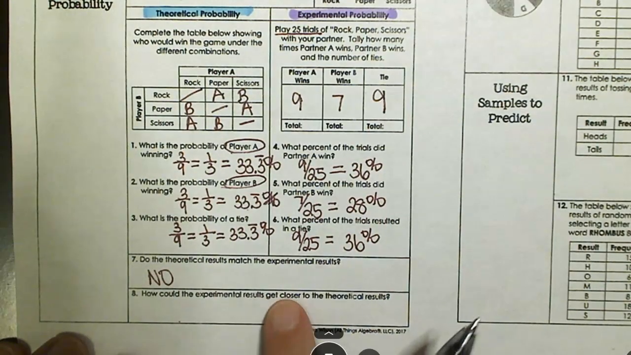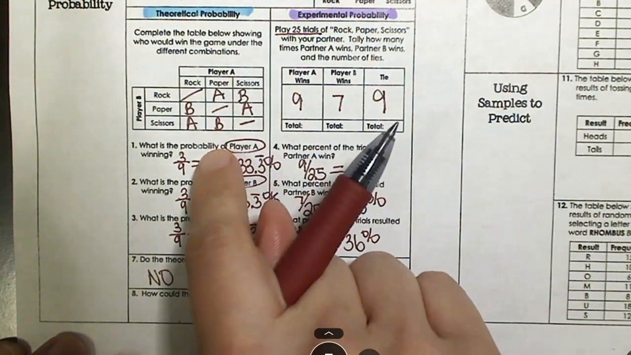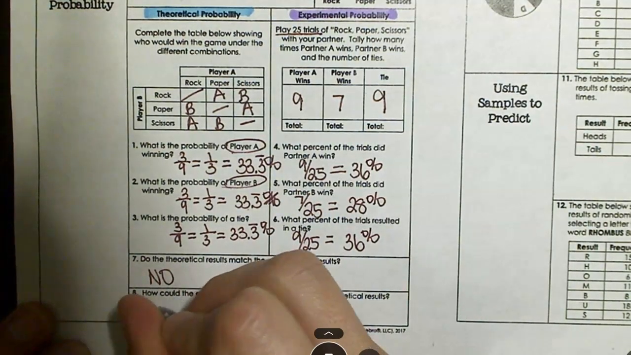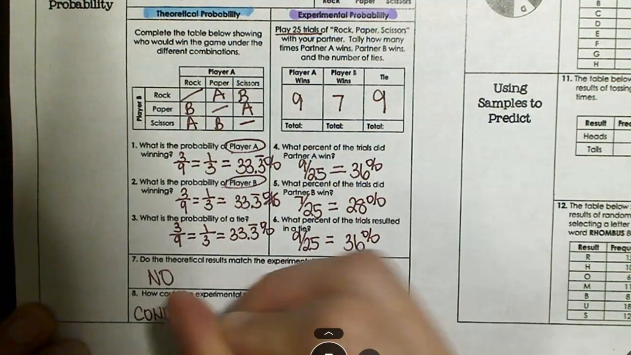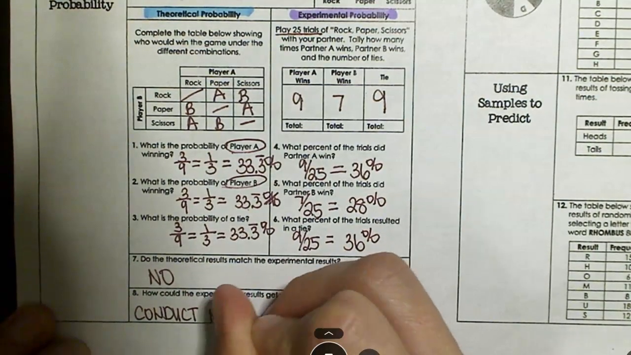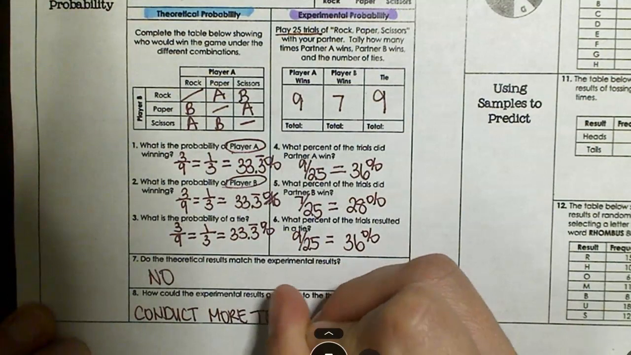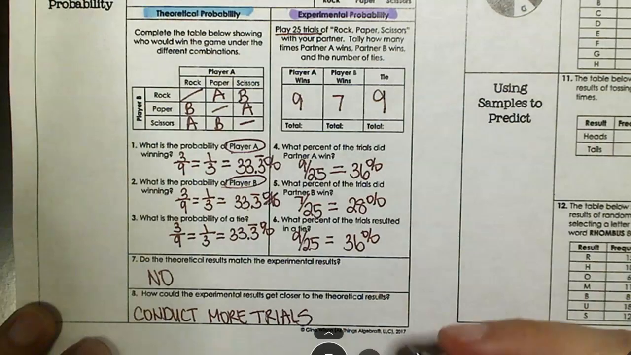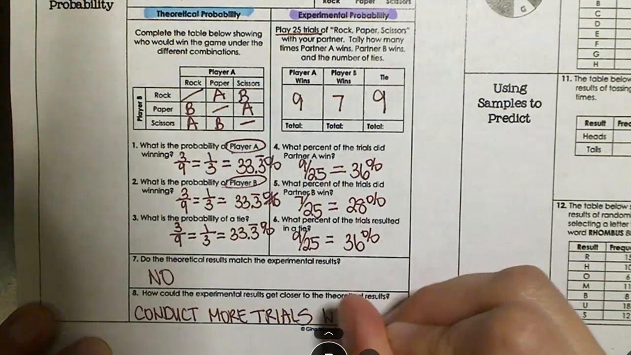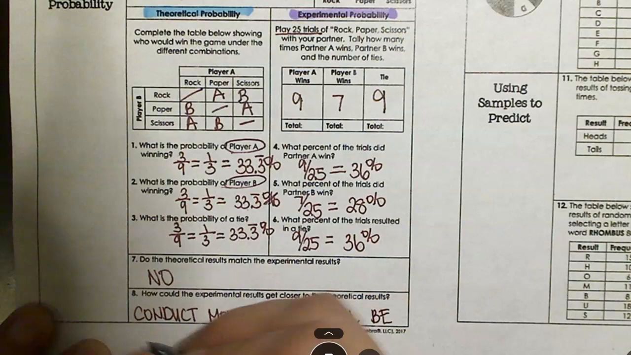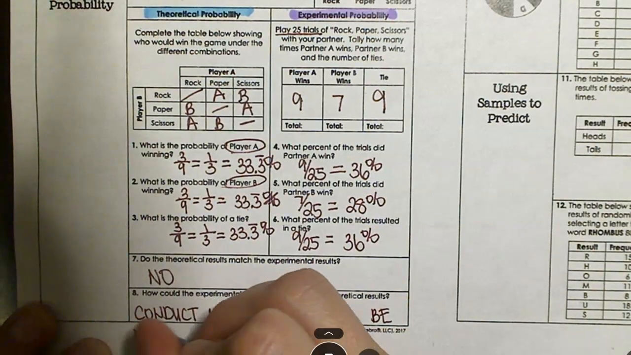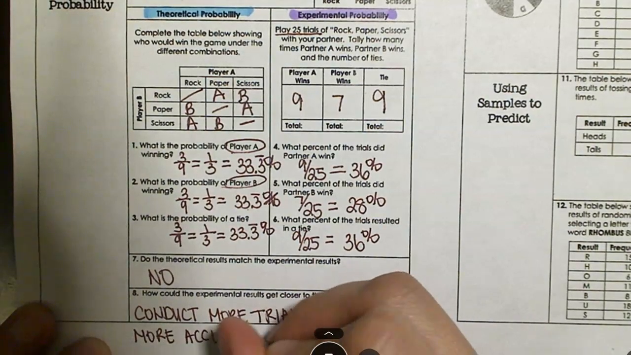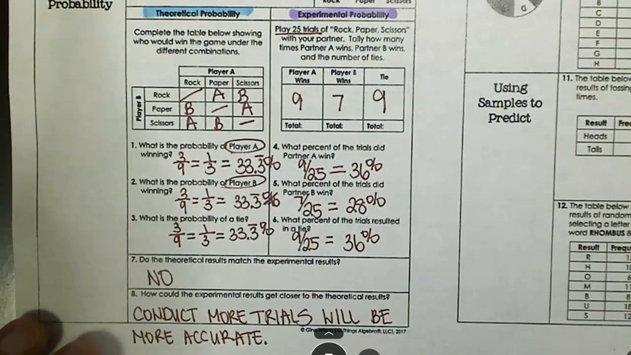So how could I have these results get closer to what math tells us should happen? Well, what I would do is I would conduct more trials. Okay, so this is a big idea in probability: the more trials you do, the more times you conduct an experiment, it's going to get us closer to accuracy. So more trials will be more accurate. Okay. And again, if I'm writing too fast, feel free to pause and take your time writing it down.